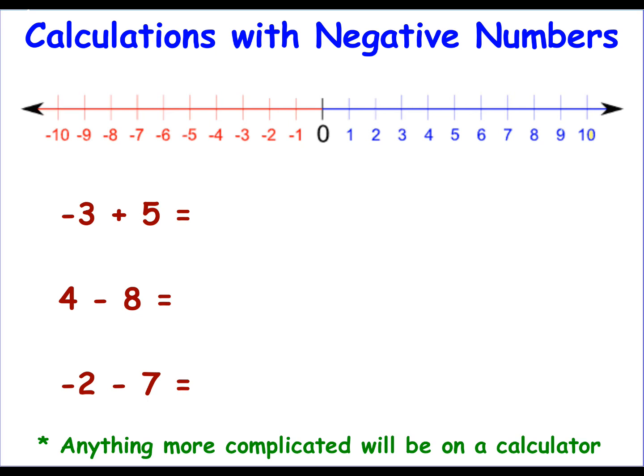So minus 3 plus 5 means we're starting at minus 3, we're going in this direction to add, and we're going 5 in that direction. Well, we know there's a gap of 3 between minus 3 and 0, so we need to go another 2 from 0. So we end up at 2. So minus 3 plus 5 is positive 2.